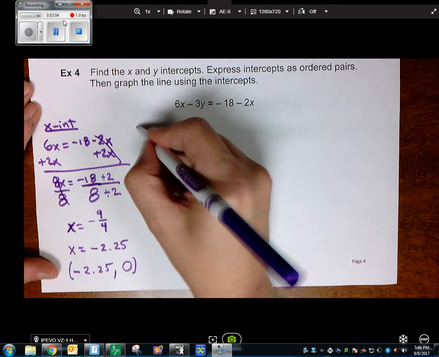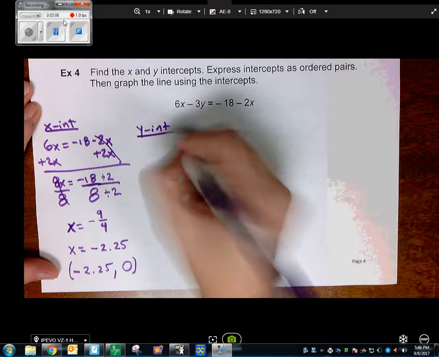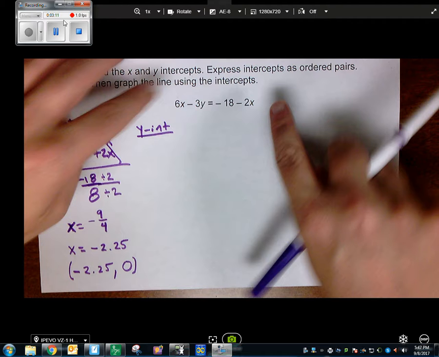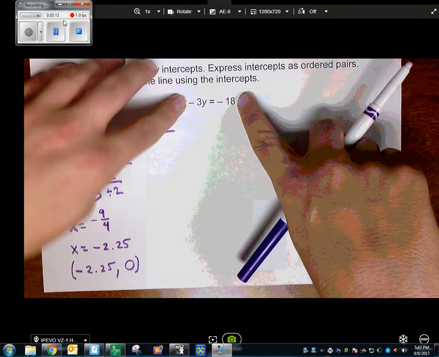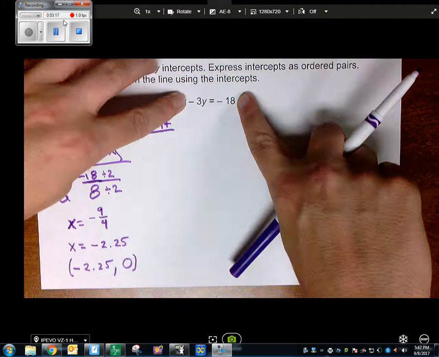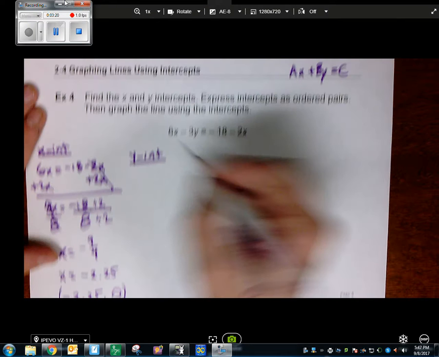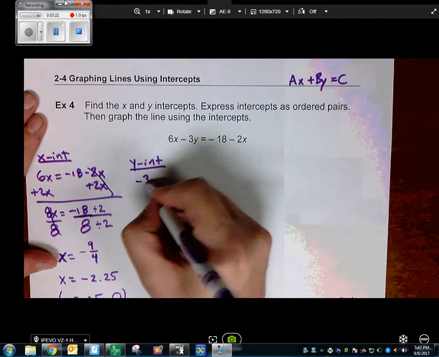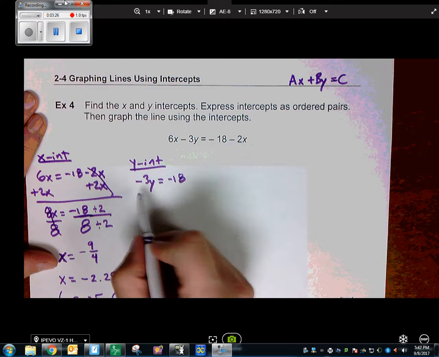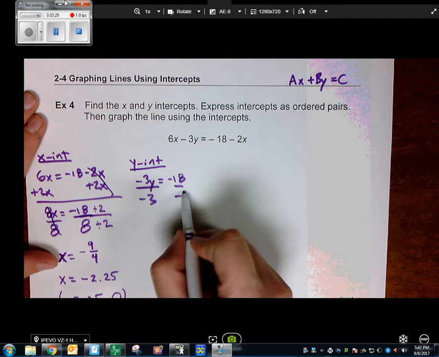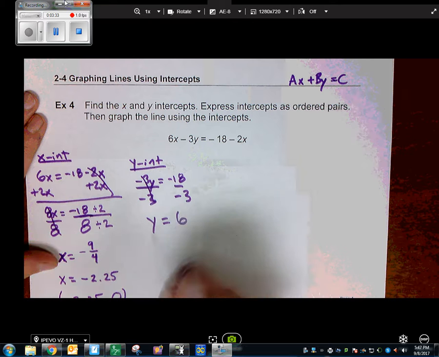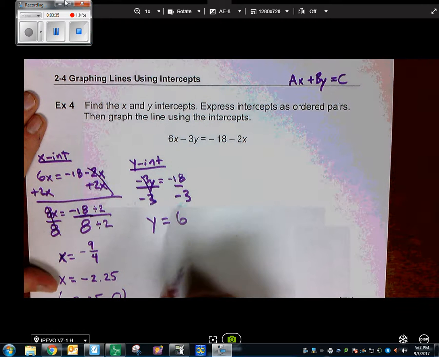Now, to find the y-intercept, what do we do? Ignore x. If I want to find y, anything that involves x, I ignore. And my new equation is what I need to solve to find what my y-intercept is. Okay, that looks nice. Isn't that nice? Divide both sides by negative 3, and look at what we get for our y. Get a nice number. We get y equals 6.